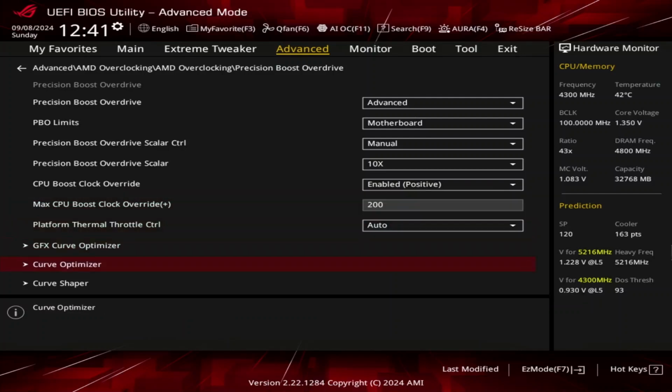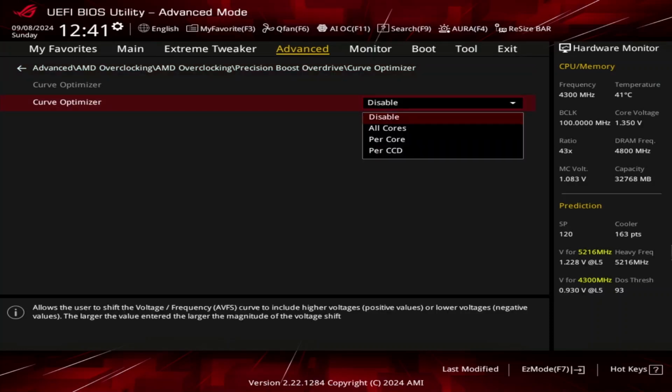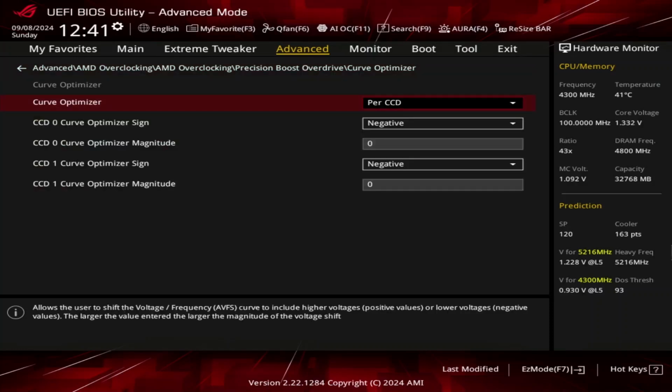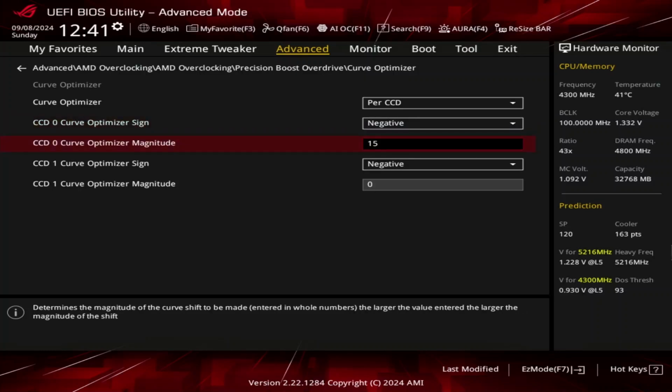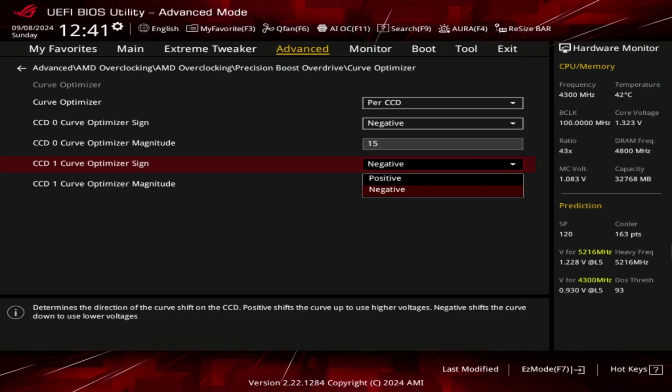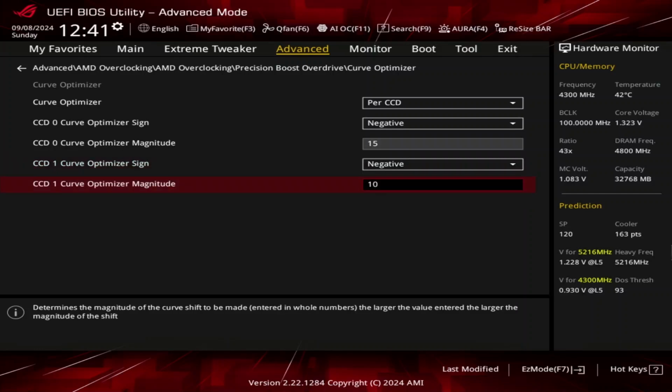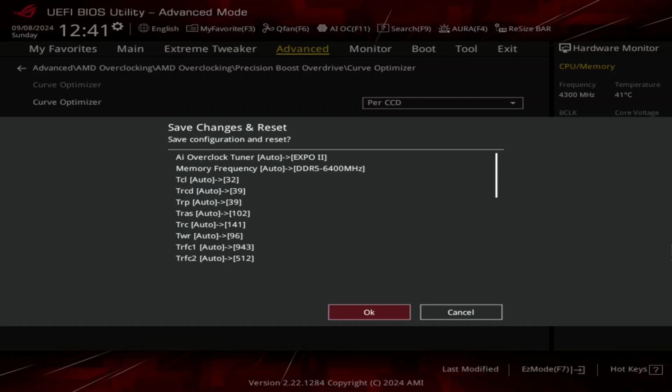Enter the Curve Optimizer submenu. Set Curve Optimizer to Per CCD. Set CCD0 Curve Optimizer sign to negative. Set CCD0 Curve Optimizer magnitude to 15. Set CCD1 Curve Optimizer sign to negative. Set CCD1 Curve Optimizer magnitude to 10. Then save and exit the BIOS.